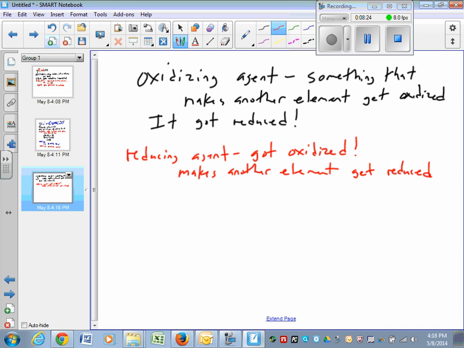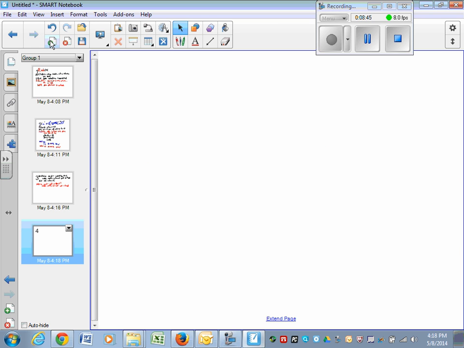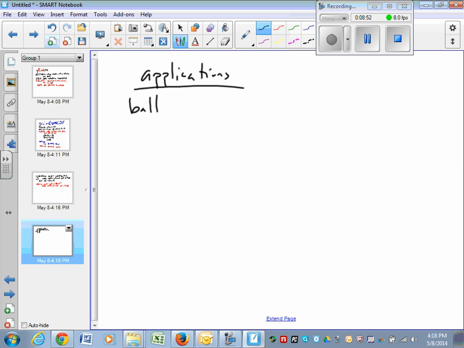One of the cool things about redox reactions is that they're actually really practical. There are some real life examples where this is going on. Probably the thing you're most familiar with is batteries. Most of the batteries that you put into your electronic devices are actually little chambers where there's a redox reaction going on. And that redox reaction makes the electrons move.